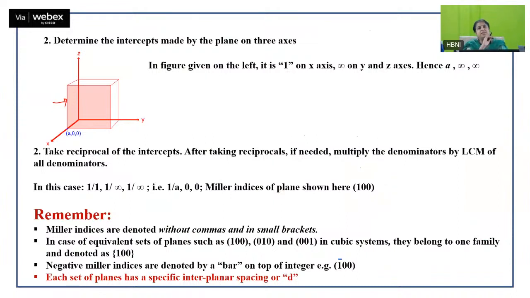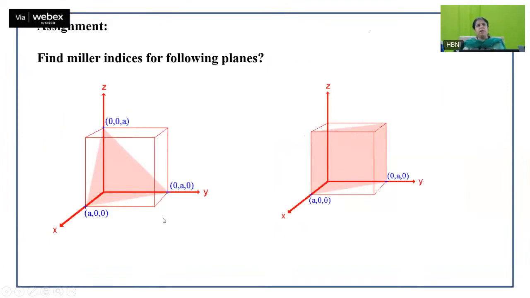But now simply if you ask me, I don't need to really take such reciprocals and all. I look at the plane and I see in how many parts it is dividing my a, b, and c. This particular plane is intersecting at a only, so it is dividing my a axis into one part. But it is not touching b or c, so it is dividing them into absolutely no part. So it is 100. I'll give you another example. Let's go to this. So you look at this particular plane.